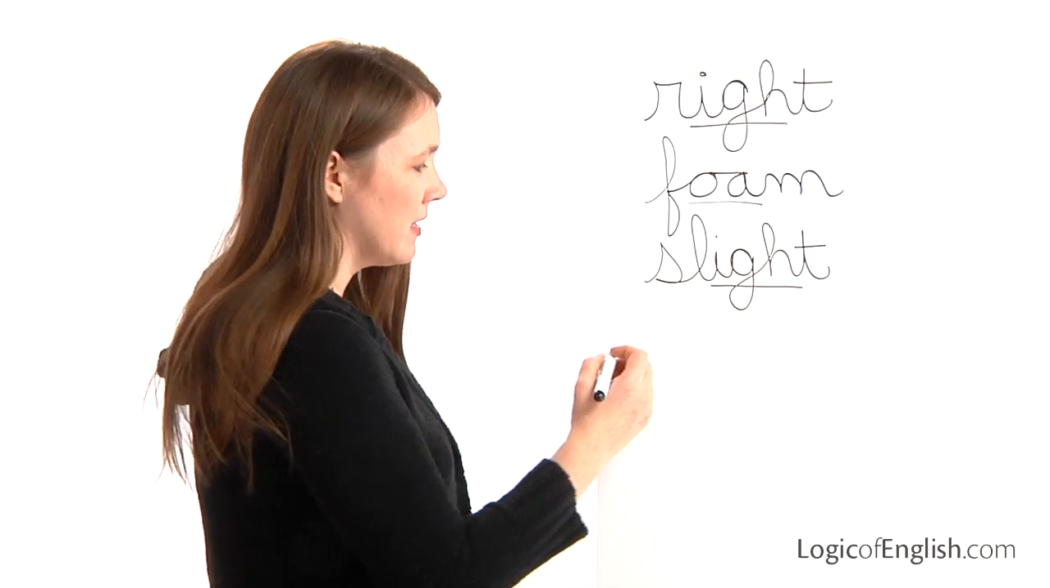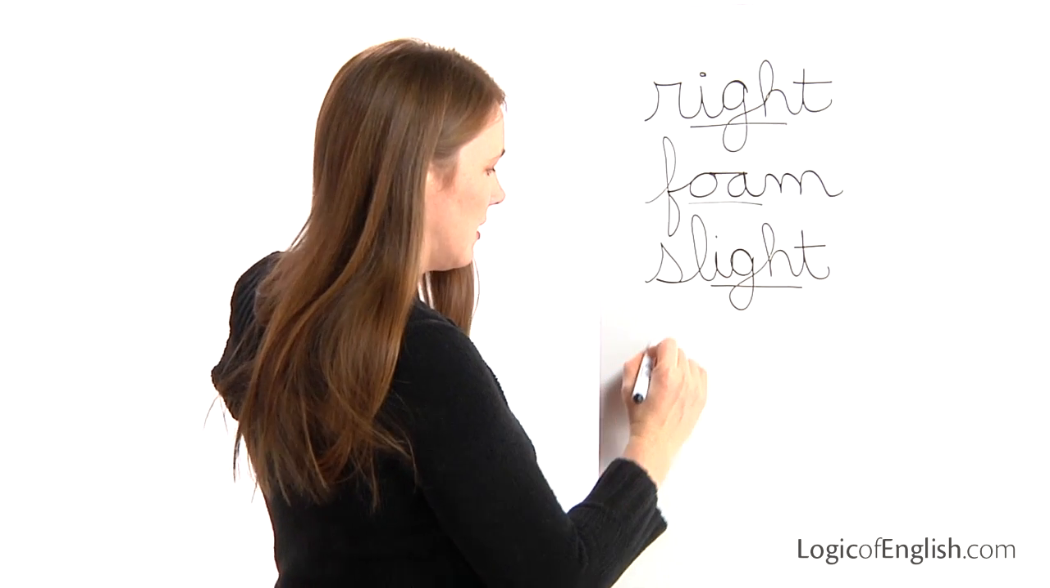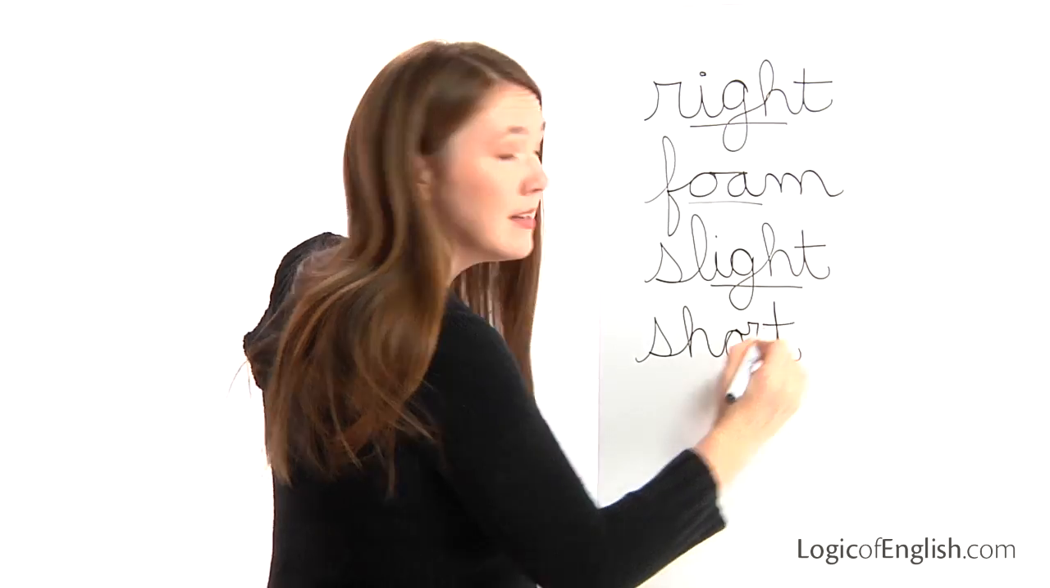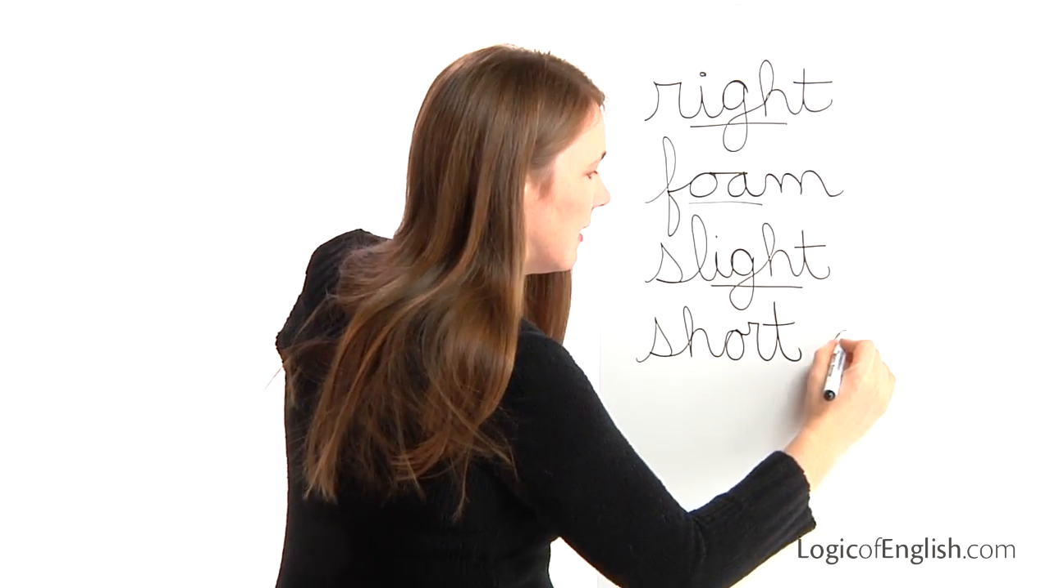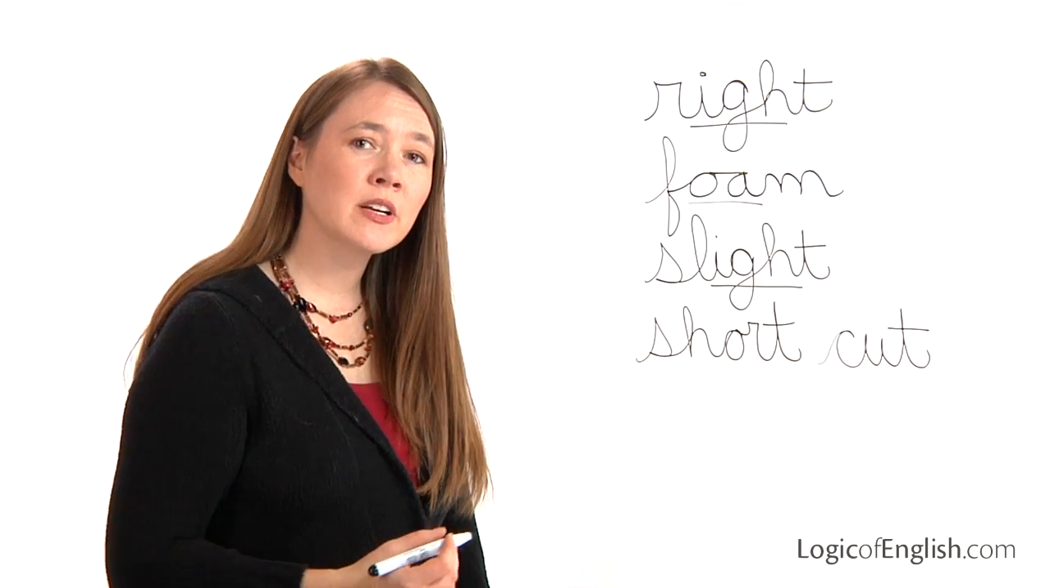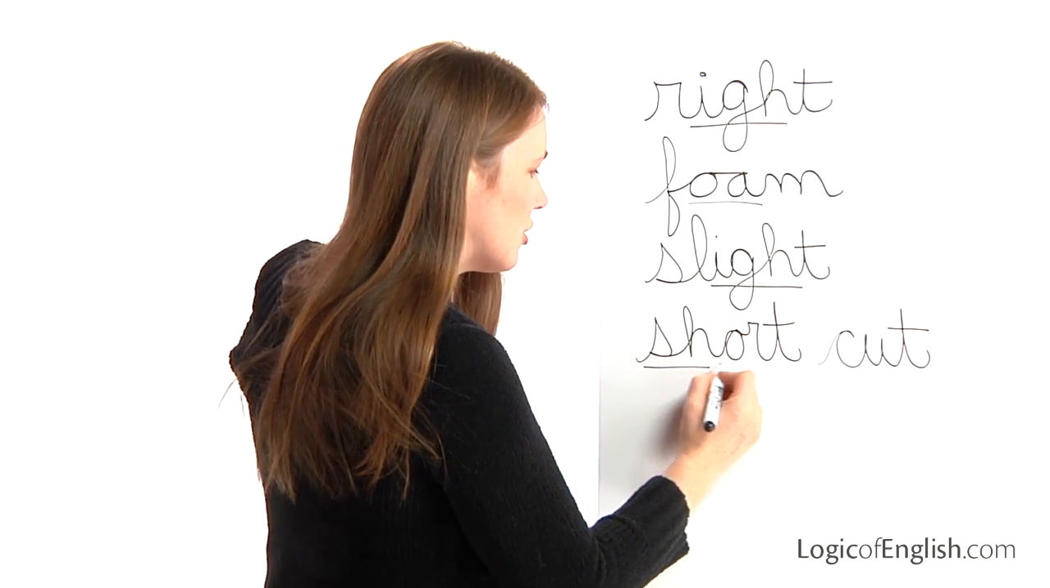And now help me to write it. The first syllable is short, sh, or, t. The second syllable is cut, k, uh, t. And how will we mark shortcut? We'll underline the sh and the or.